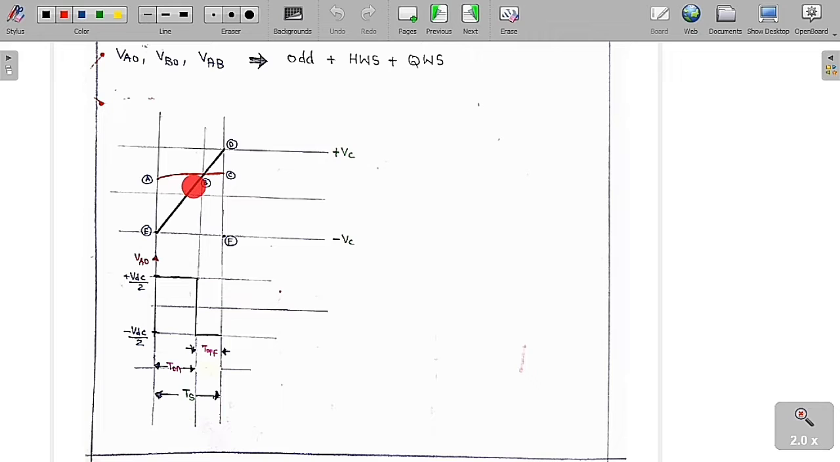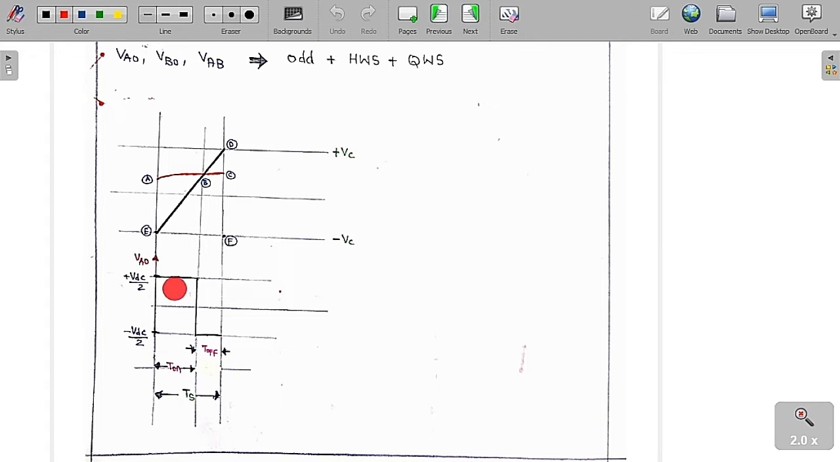Therefore here V0 is equal to plus VDC by 2. Whereas here VR of t is less than VC of t, so therefore V0 is equal to minus VDC by 2. This is the thing that I am going to analyze only in this section. So in this section VR of t is greater than VC of t, therefore V0 is equal to plus VDC by 2. Whereas here VR of t is less than VC of t, therefore minus VDC by 2.